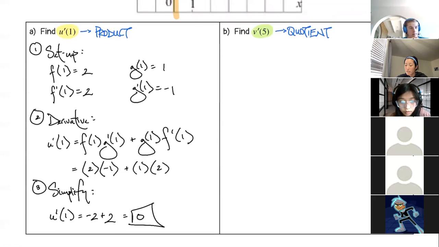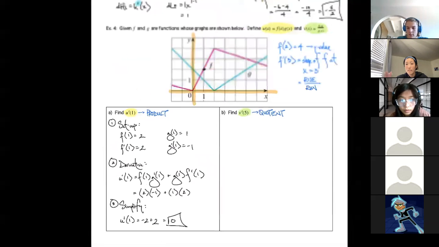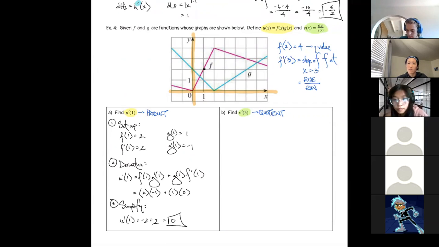So the key to this question is the concept. What is a derivative? A derivative is slope at a point. I know if I just gave you a graph, you could count rise over run. But now we have to understand that that's part of the process to find this answer.